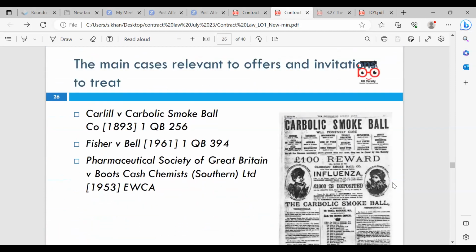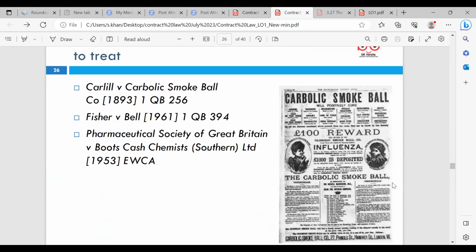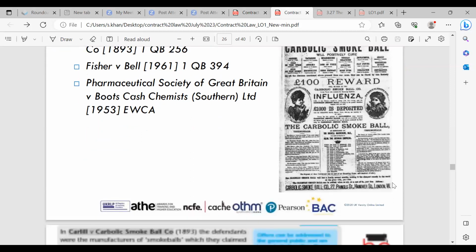The main cases relevant to offers and invitation to treat are the case of Carlill and Carbolic Smoke Ball, 1893, a very famous case on ITT. Fisher and Bell, the flick knife case, 1961. Pharmaceutical Society of Great Britain and Boots Cash Chemist, 1953. The Carbolic Smoke Ball, again. Have a look at these cases. The facts of the cases and additional reading are on Moodle for you.